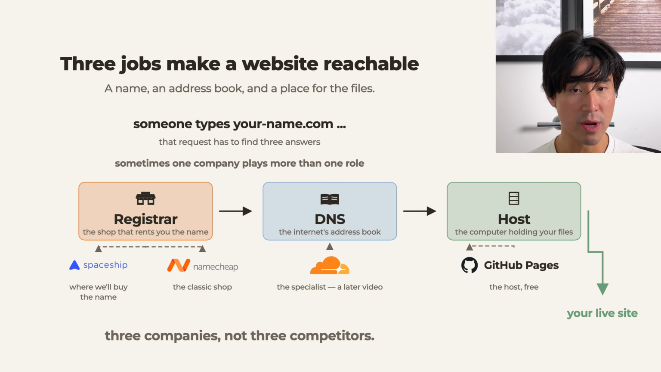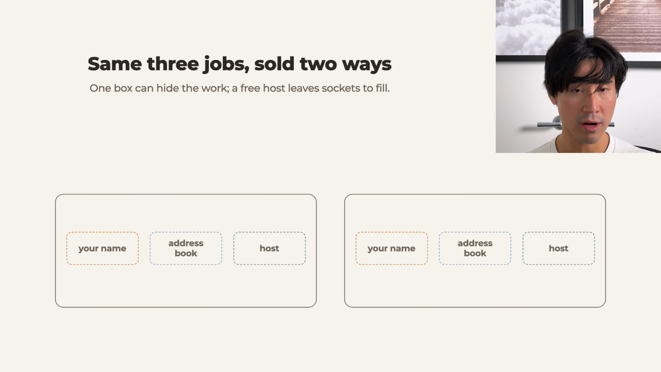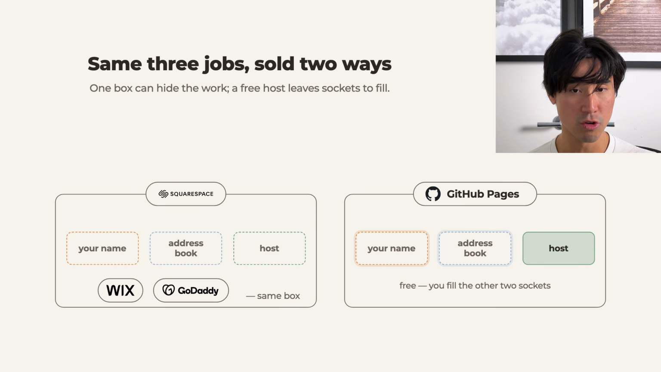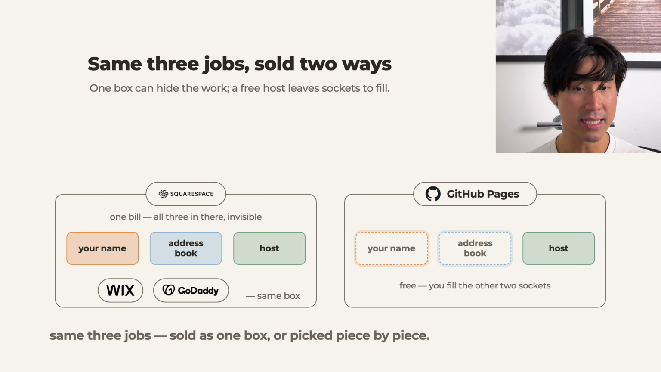Oftentimes they can be three different companies, and there are sometimes where one company might play more than one role. Some familiar names you might see is Squarespace, which can do all three in one, where they have your name, the address book, and the host. Or we have the example that we went through today, which is GitHub Pages, which is just the host, and that's free, so that you can fill in the gaps of the other two. With Squarespace, two other common companies that you might have heard of are Wix and GoDaddy, which also do the same thing. You can buy it as one simple box, or you can pick piece by piece and customize and lower your costs as you need.